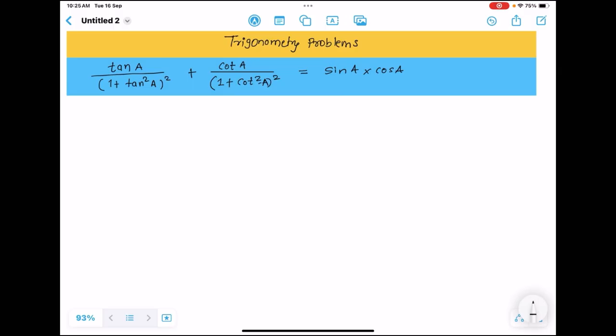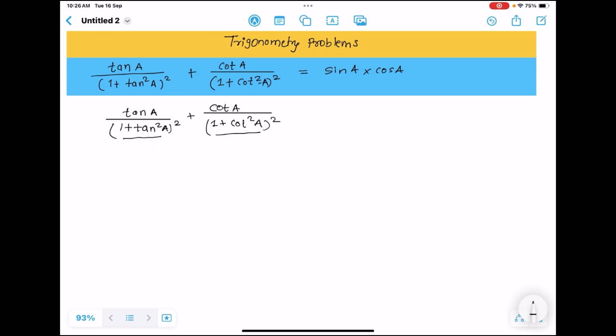Moving on to the next, (tan A upon 1 plus tan square A) whole square plus (cot A upon 1 plus cot square A) whole square is equal to sin A into cos A. To prove this, let's take LHS. (Tan A upon 1 plus tan square A) whole square plus (cot A upon 1 plus cot square A) whole square. I want you to focus on these two terms.